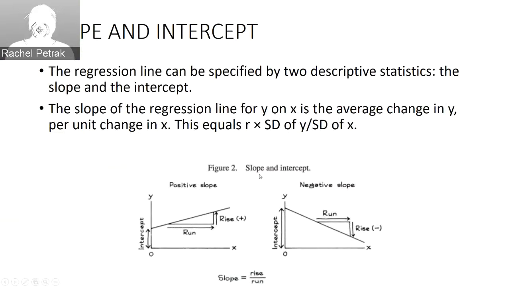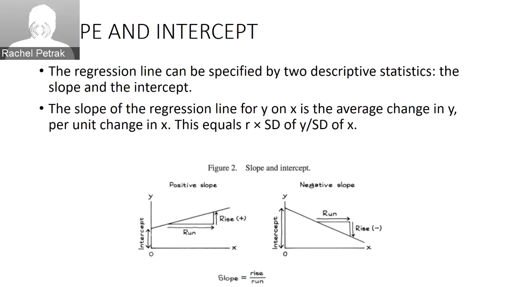the idea that as you go up one standard deviation in X, you move up or down, depending on whether you have a positive or negative association. You move up or down by R times the standard deviation of Y.